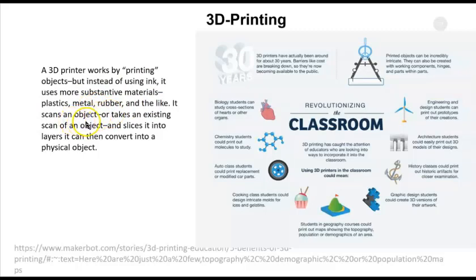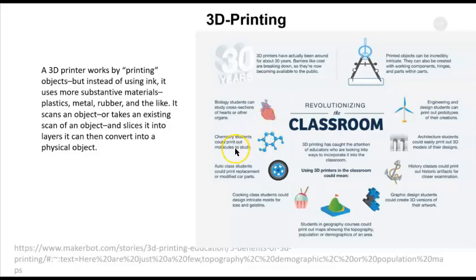So you scan the object or take an existing scan of an object and slice it into layers. It can then be converted into a physical object. So how can it be used in education? For example, in biology, you can scan the parts of the heart and then print it using 3D printing, so students can learn by using an object of the heart.